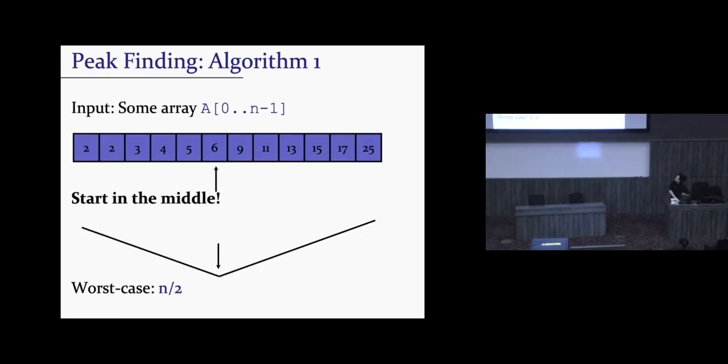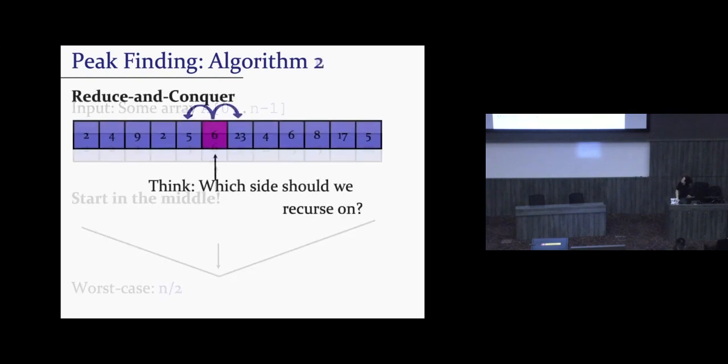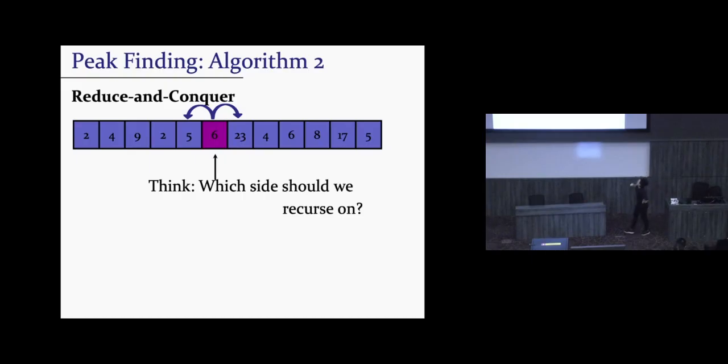So let's think a little bit. Let's say I start in the middle and 6 is my middle element, right? And let's compare it with its neighbors. Right? So between, why do the numbers keep changing? I don't know. All right, so 5, 6, and 23, right? So we compare with its neighbors. First question, is our middle element 6 here? Is it a peak? It's not a peak, right? So what's the reason why it's not a peak?